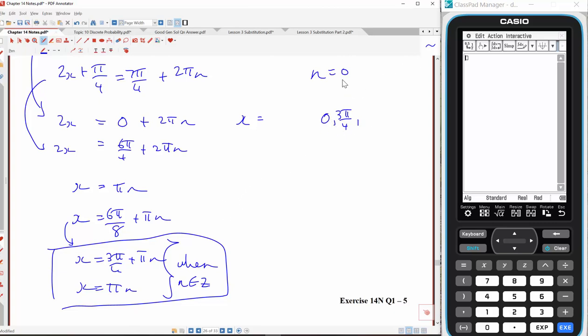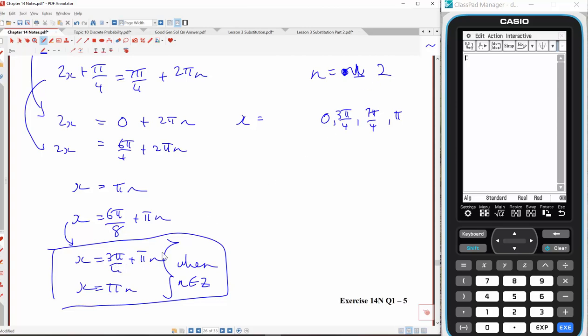All right, now let's try n is equal to 1. That's going to be 3 pi on 4 plus pi, and that pi is 4 pi on 4. So that's going to be 7 pi on 4 as a solution, and the other one is going to be pi. This is an out of order solution, that's 4 pi on 4, so that's pi.